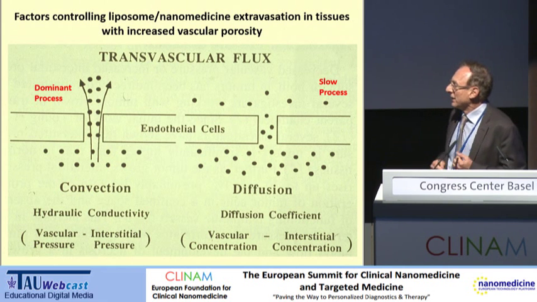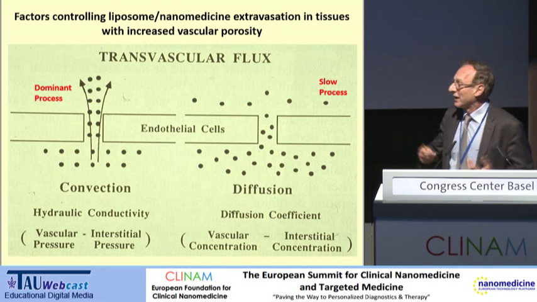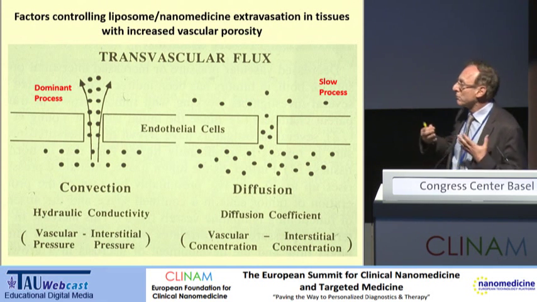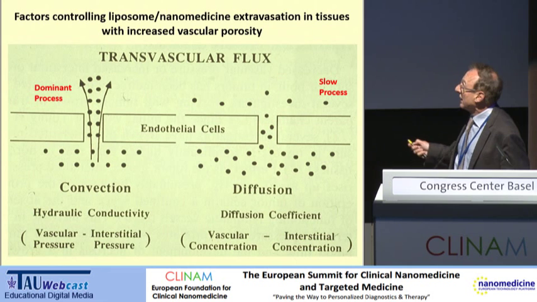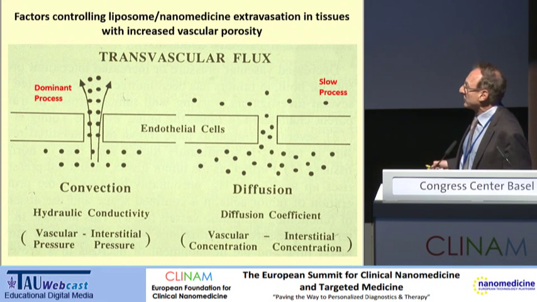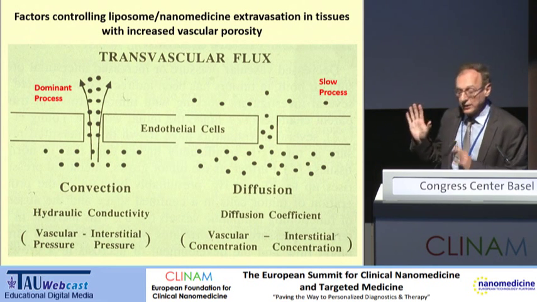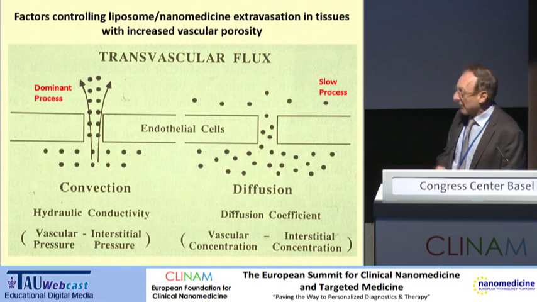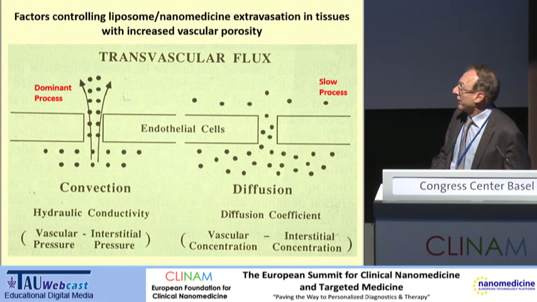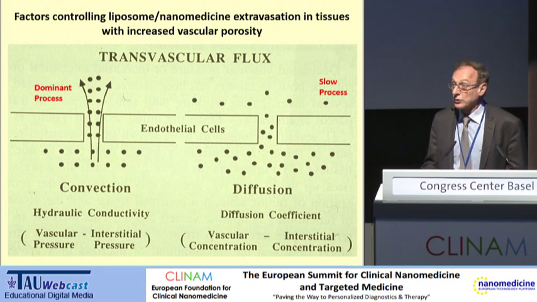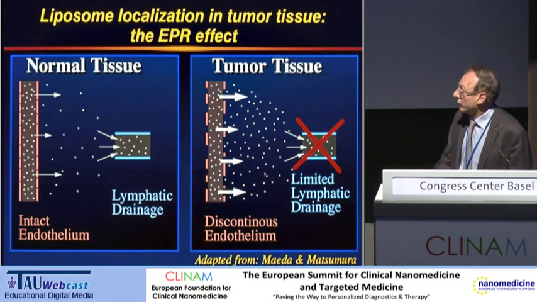Of course, as Dr. Maeda has shown in some beautiful experiments, if you increase blood pressure, especially if you do intraarterial regional chemotherapy, you can push much more nanoparticles into the tumor by this convection process. There is also a diffusion process, which has to do with the difference in vascular concentration and interstitial concentration, and which is a slower process. With diffusion, the longer the particles stay around and the higher the concentration in blood vessels, the better the rate of diffusion into the tumor.